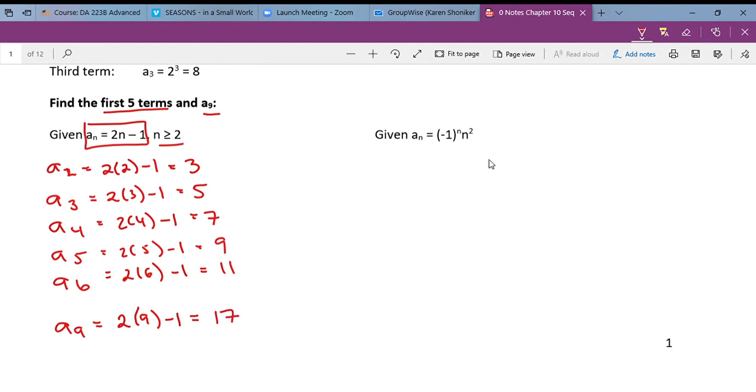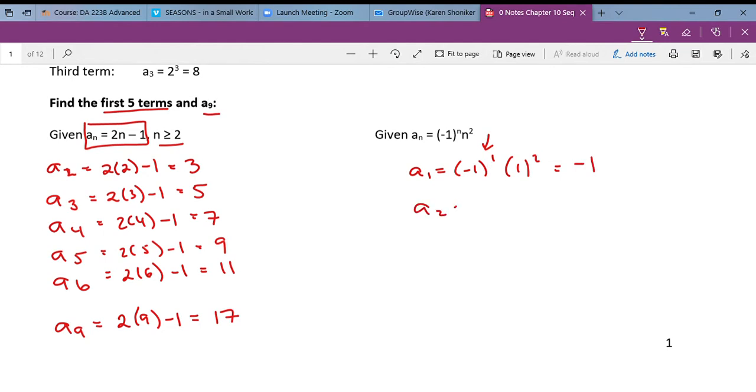All right, if they asked you to do it for this one, they're not defining what n is, so n would always start at 1. So you're going to go -1 to the 1, and then 1 squared. So this is just going to alternate the sign for you. The first one's going to start negative. Negative times 1 squared is -1.